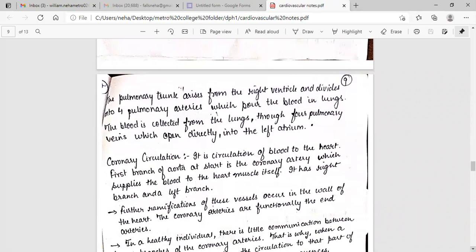The pulmonary trunk arises from the right ventricle and divides into pulmonary arteries which pour the blood into the lung. The blood is collected from the lungs through four pulmonary veins which open directly into the left atrium.